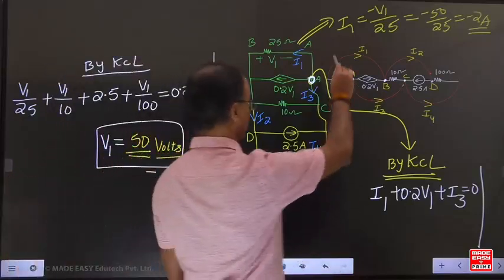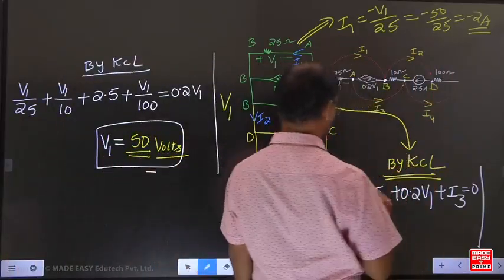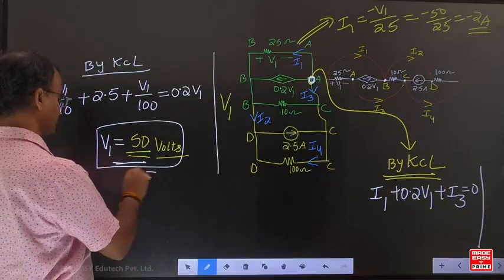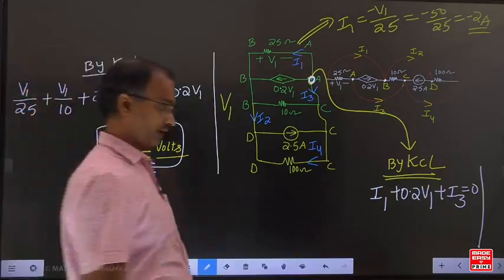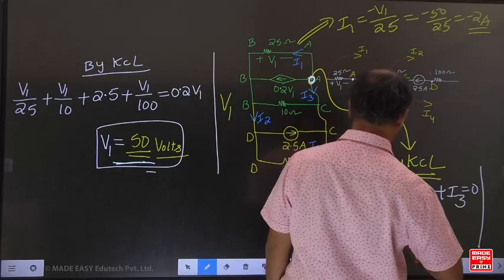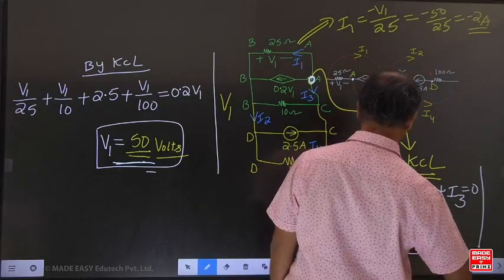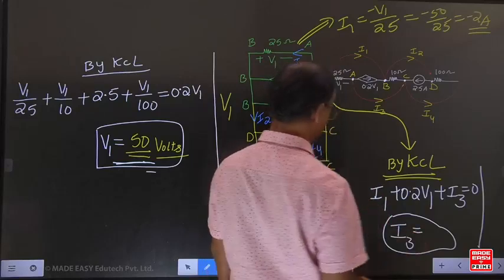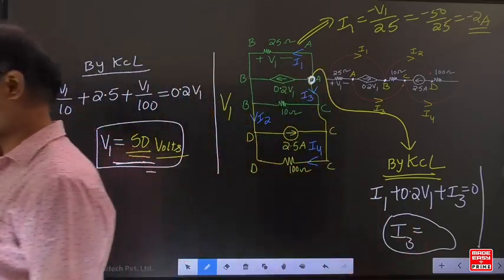Now for this example, you already know the I1 value. I1 value how much? Minus 2. V1 equal to how much? 50. I1 is known, V1 is known. From this one, can you find out the I3 value? Check करो जी. Find out the I3 value.